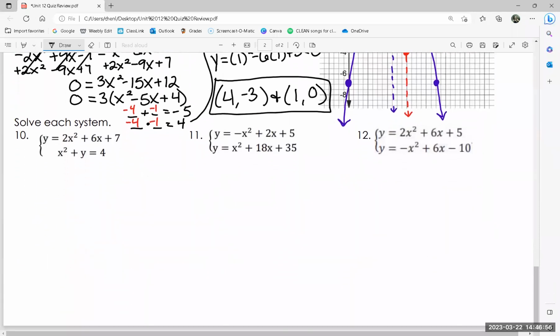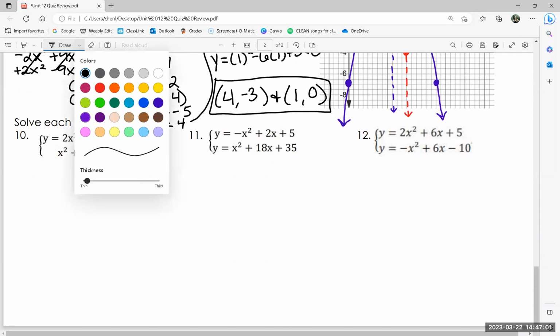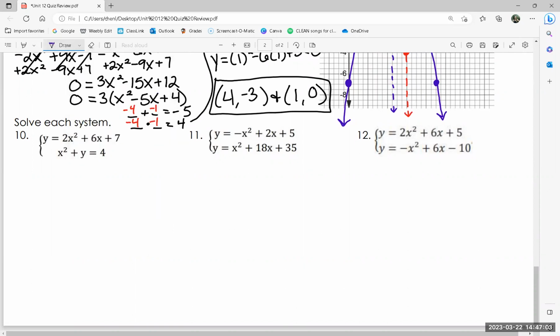Okay, 10, 11, and 12, we're actually going to solve these all the same way with substitution. So we're going to substitute in. This is y equals, so I'm going to plug this function in for y. So we're going to have x squared plus, and instead of y, I'm going to have 2x squared plus 6x plus 7 equals 4. Combine like terms, x squared plus 2x squared is 3x squared. Oh, and I have to set this equal to 0, sorry.